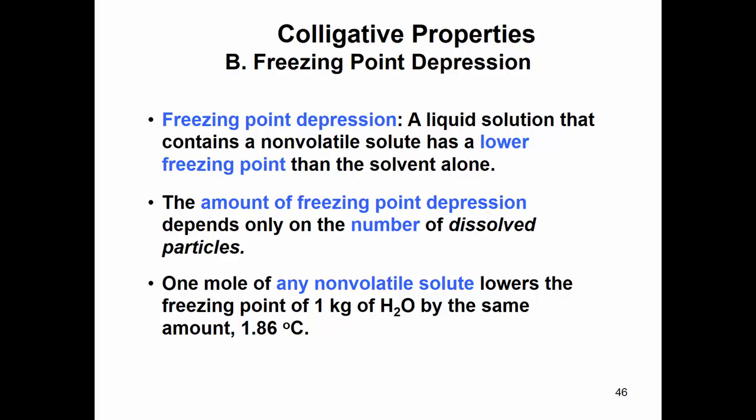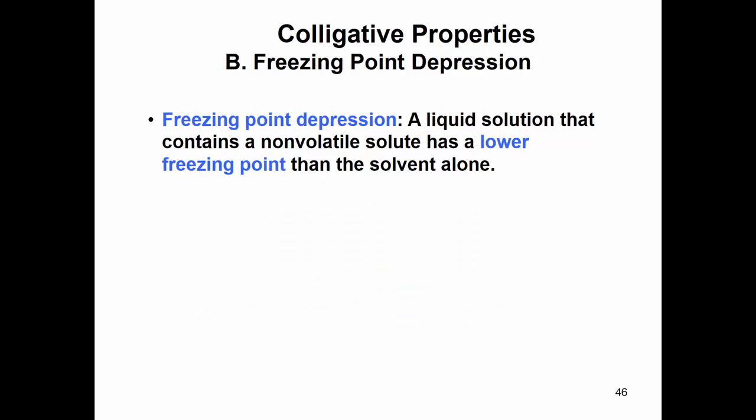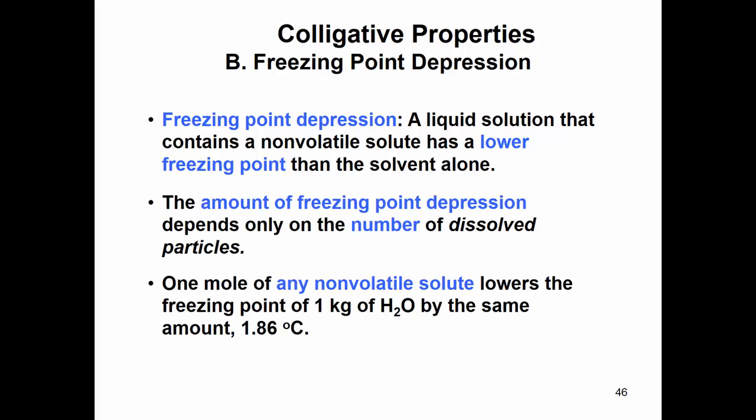Okay, and this also depends on the number of particles. For 1 mole of any non-volatile solute, the freezing point of 1 kilogram of water is going to be lowered by 1.86 degrees C. If you're in my class, you're getting to use a flashcard for this section instead of memorizing this. So this may be one thing that you want to put on there. Be sure you remember these numbers. Boiling point elevation is 0.51 degrees C.